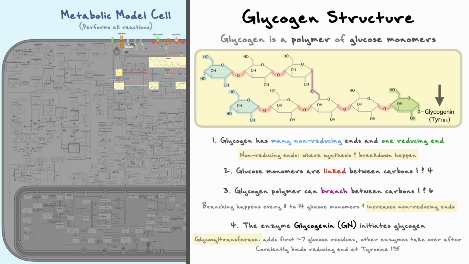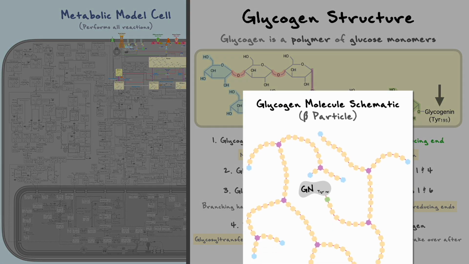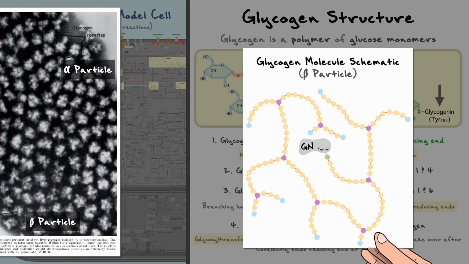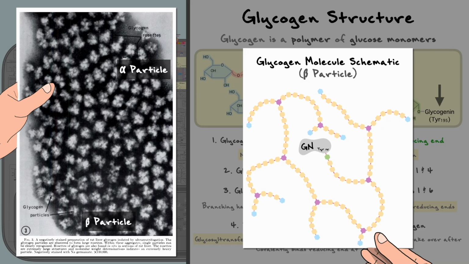Now, to get a more macroscopic idea of what a glycogen molecule looks like, you can consider this schematic with the many non-reducing ends in blue and branching points in purple. At this scale, these glycogen molecules are also known as beta particles, and many beta particles can make up an alpha particle, which you can see on this electron microscopy image. The alpha particles are what will typically be observed in living tissues, although this image simply shows isolated glycogen.